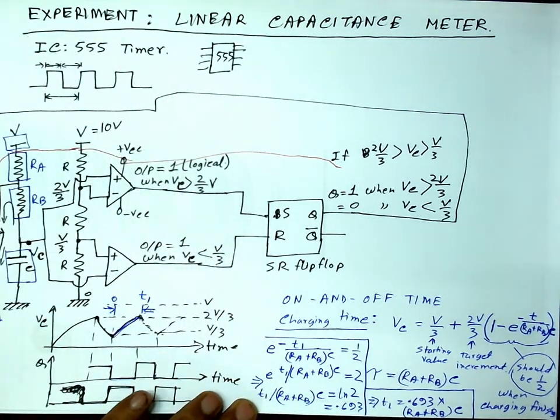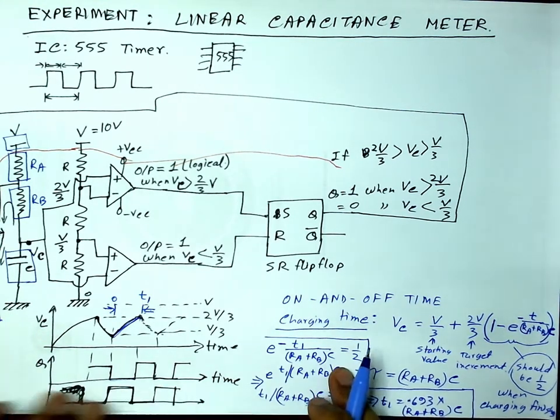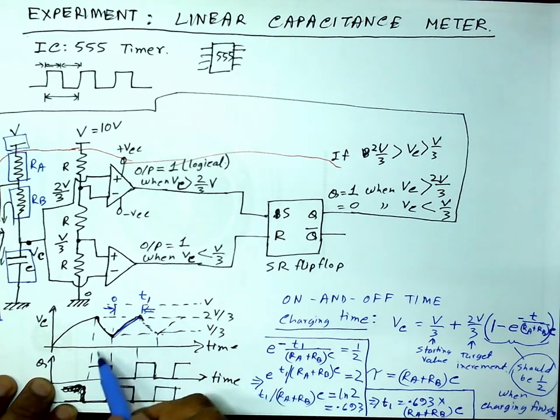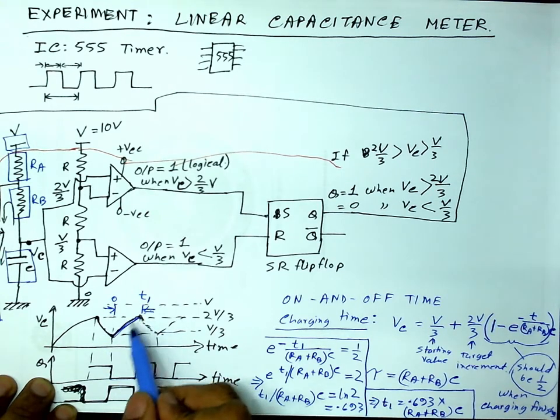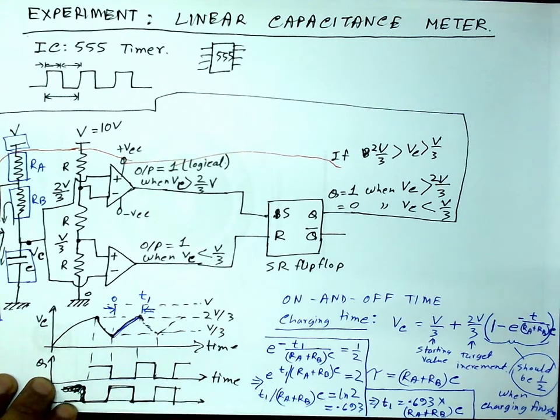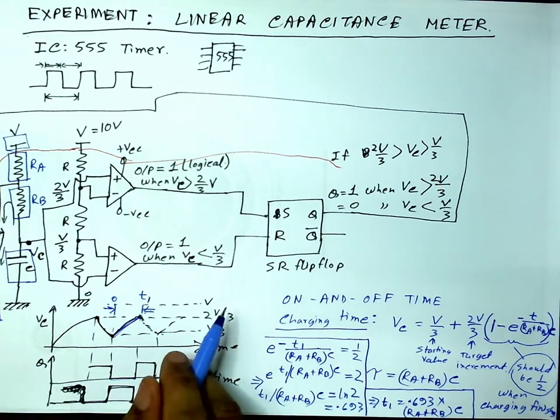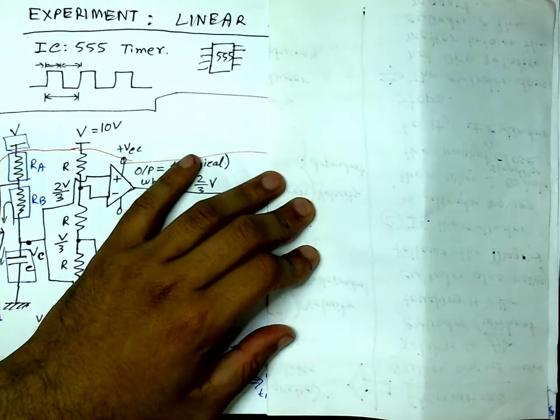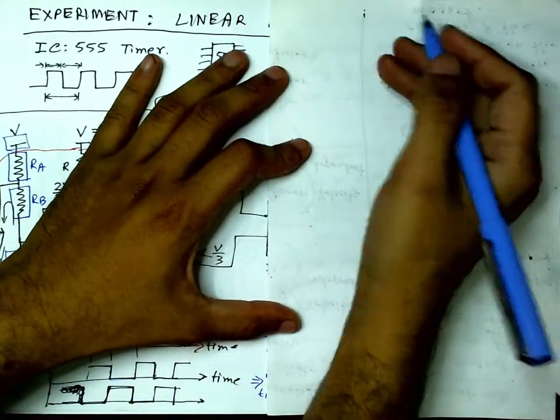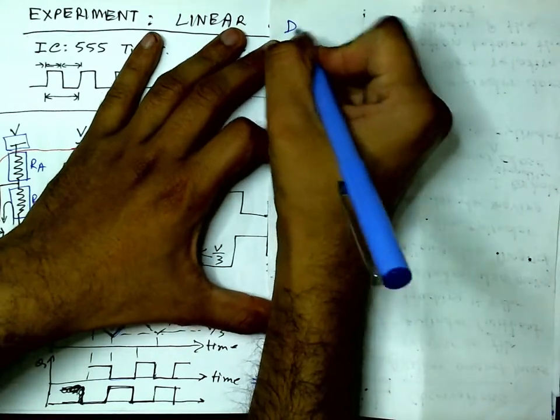I'm sorry, I'm running out of space. So this is T1, the time required for this capacitor to get charged from V by 3 to 2V by 3. Okay, cool. Let me now compute the discharge time.